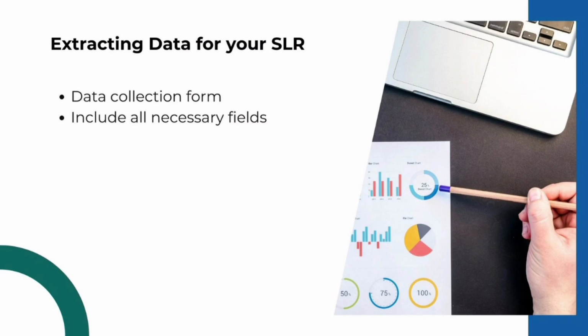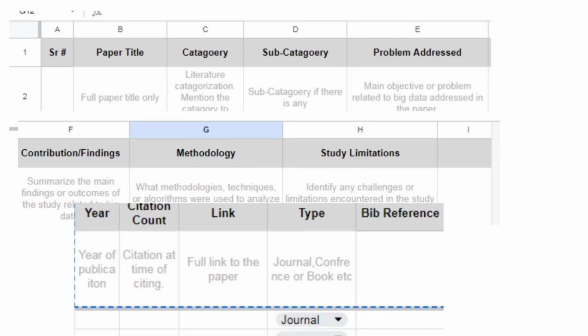The next phase is the data collection form. The data collection form is the form where we will extract the data from the selected papers. We select papers according to our search string, according to our inclusion and exclusion criteria. Then we have to put all this data in one form, which is called the data collection form. The data collection form must be clear, and definitely it must include all the necessary fields.